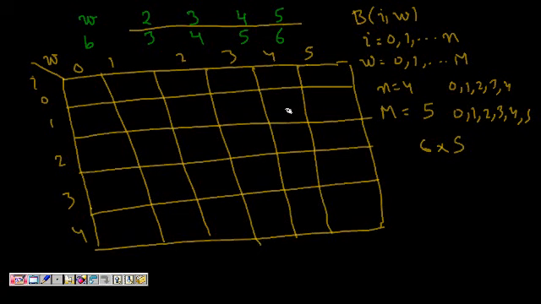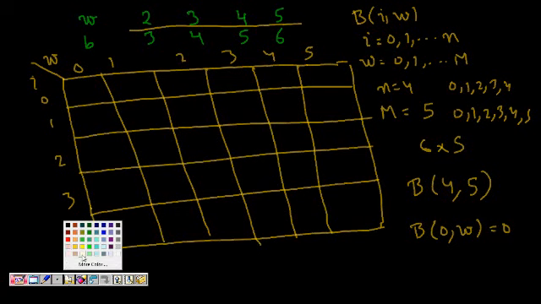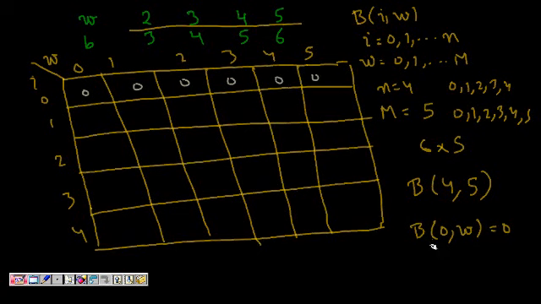Now when I have to fill this, basically my problem is B of 4 comma 5, that is my answer, and I will move horizontally, that is in bottom up fashion. First I know that B of 0 comma any w is 0, because I don't have any item at all. So these are all zeros, and B of any i with 0 weight will also be 0. So this is fine for us. Now let's proceed further.